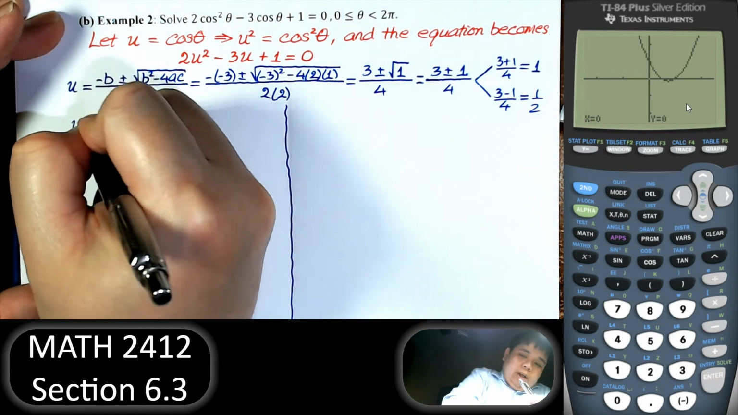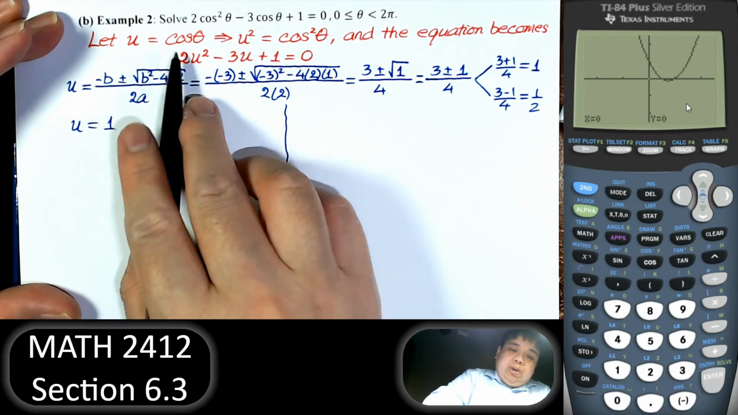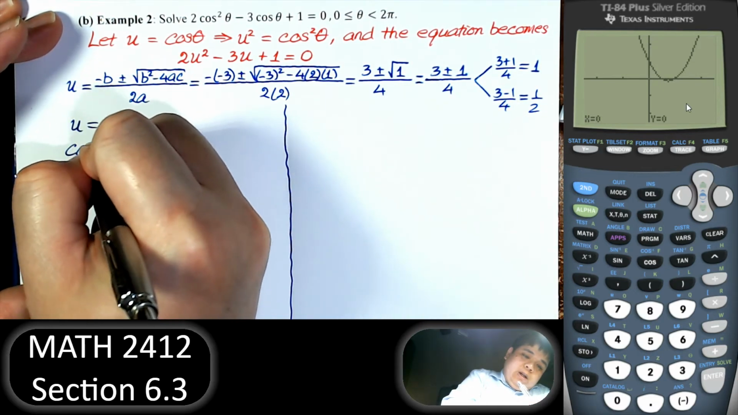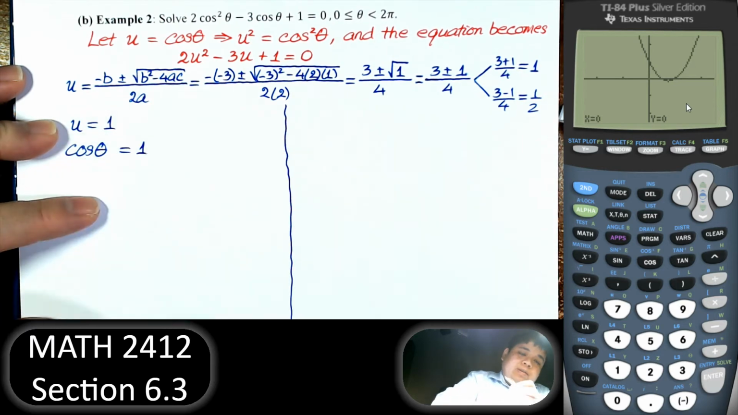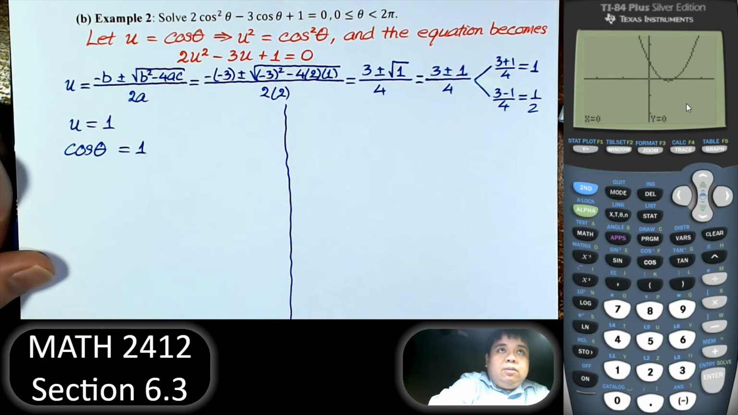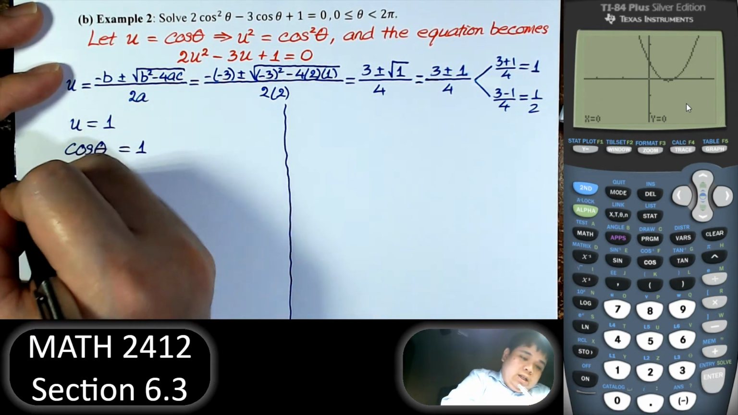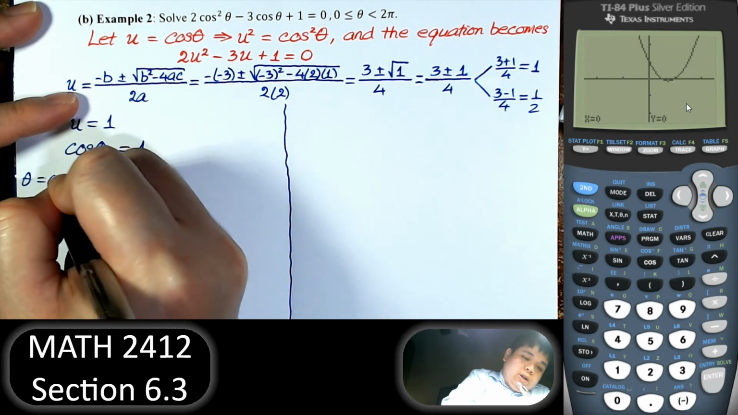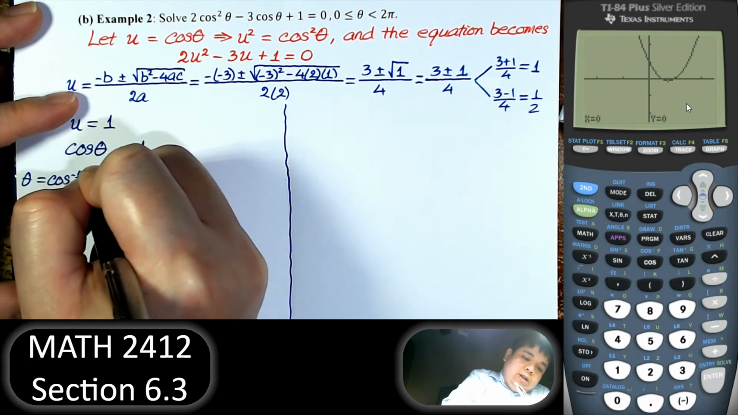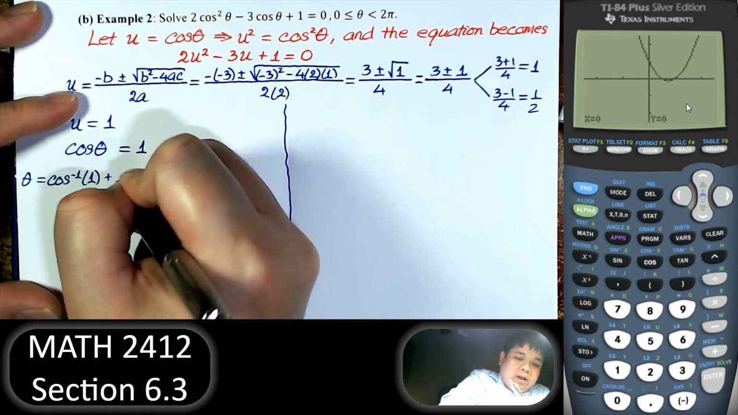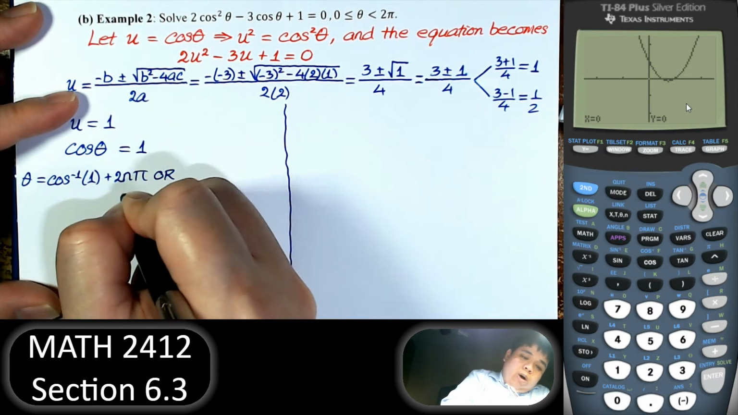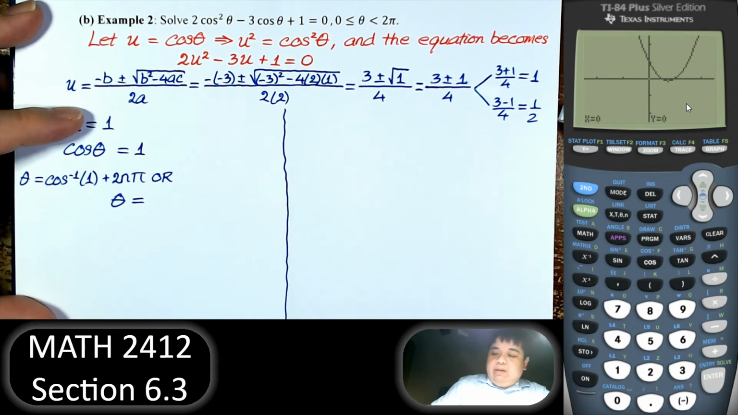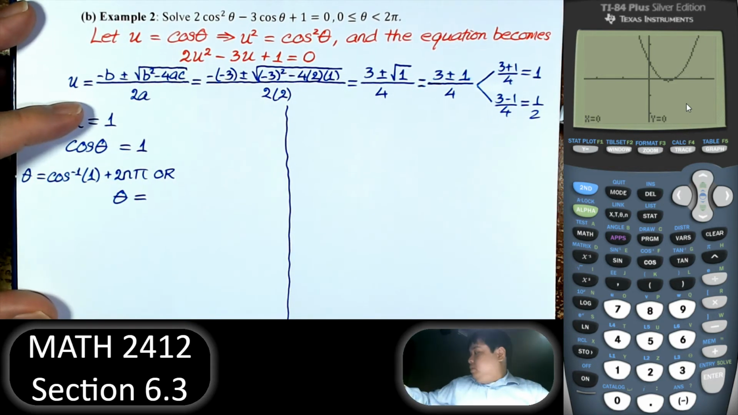So u is equal to 1, and u is equal to cosine. So cosine is equal to 1. So it's easy. Theta equal to cosine inverse of 1 plus 2n pi, or cosine we also have the opposite.